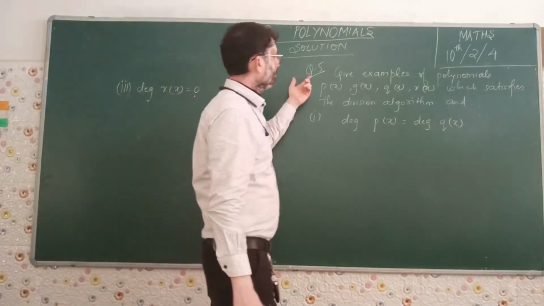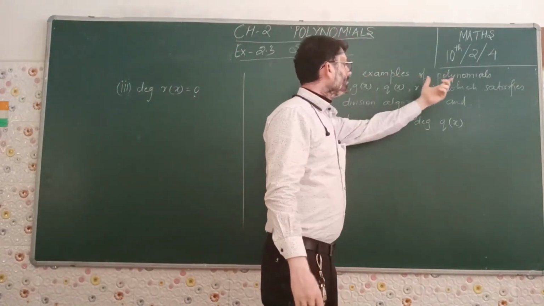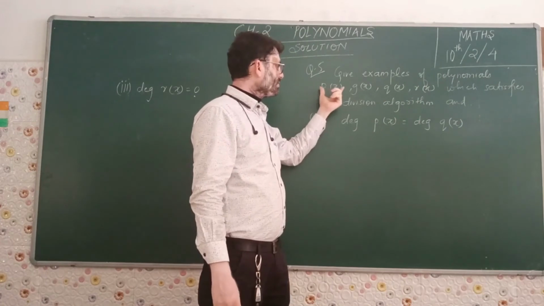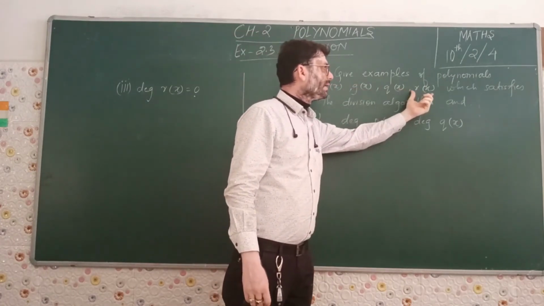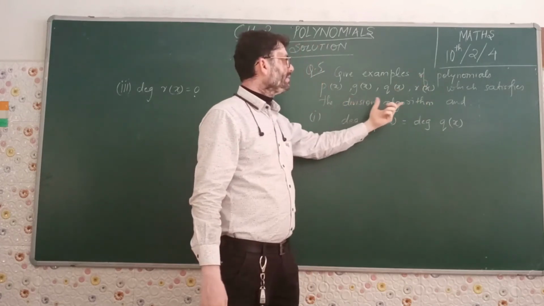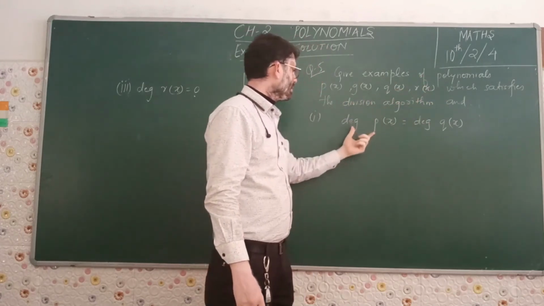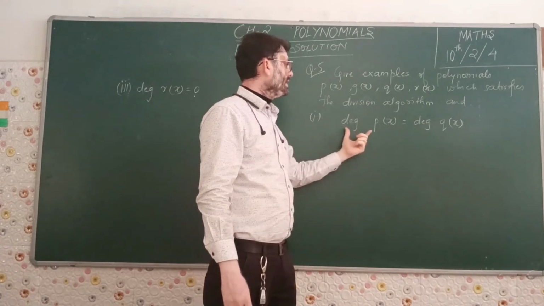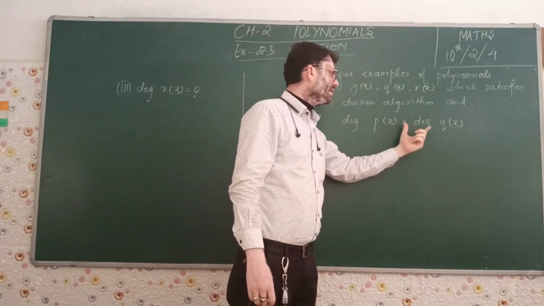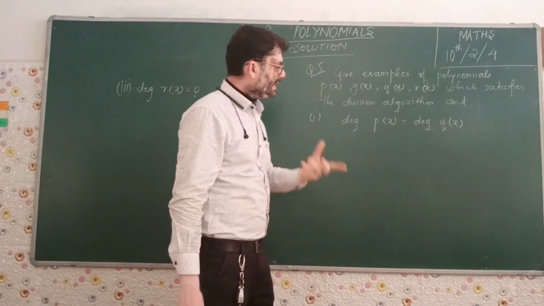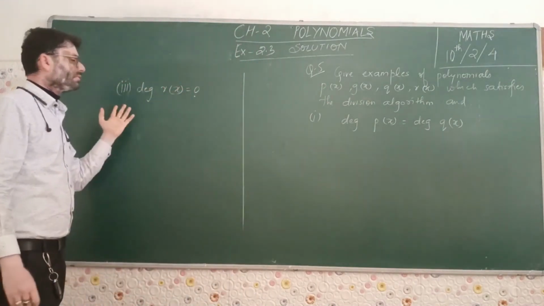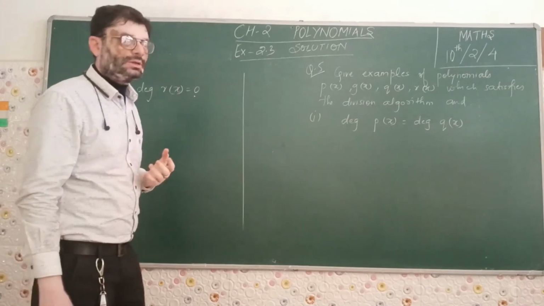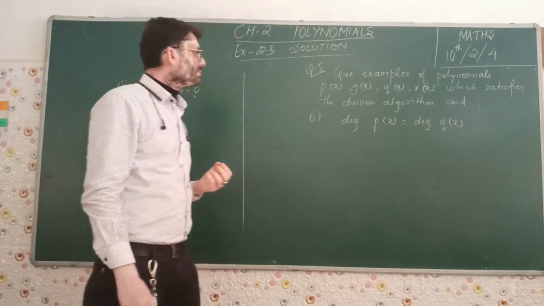Question number 5. Give examples of polynomials p of x, g of x, q of x, and r of x, which satisfy the division algorithm and a condition that is given to us as degree of p of x is equal to degree of q of x. There are 3 bits in this question. So we will be solving 2 bits, bit 1 and bit 3. And bit 3 you try it out yourself at home for practice.